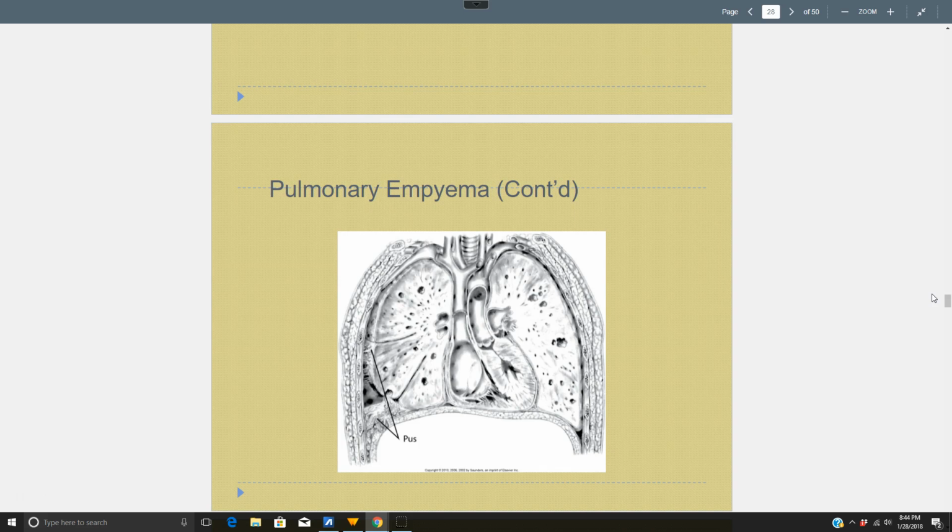You will see your patient become very febrile. Always watch patients who have pneumonia. Say that chest x-ray is not clearing. Obviously, we're not clearing up the particular bacteria that's causing the pneumonia, and this is what we see happen. The patient develops empyema. They'll also have some chest pain, dyspnea, cough, and trauma.